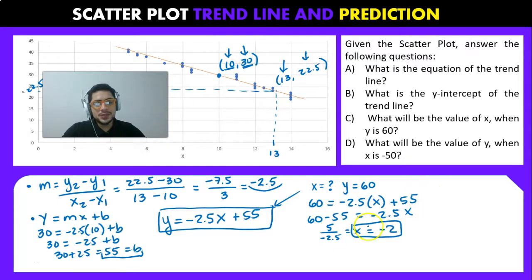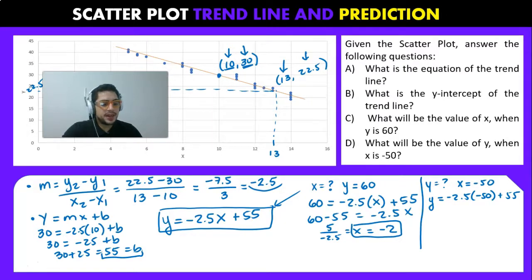Now let's try doing the last one, which tells us what will be the value of y, which we do not know, for the value of x equal to minus 50, okay? So in this case, we have our equation, y is equal to minus 2.5 times our value of x, which in this case is minus 50, plus 55, okay? So 2.5 multiplied by 50 is going to be 125, plus 55 is going to be 180. So whenever our value of x is minus 50, our value of y is going to be around 180.